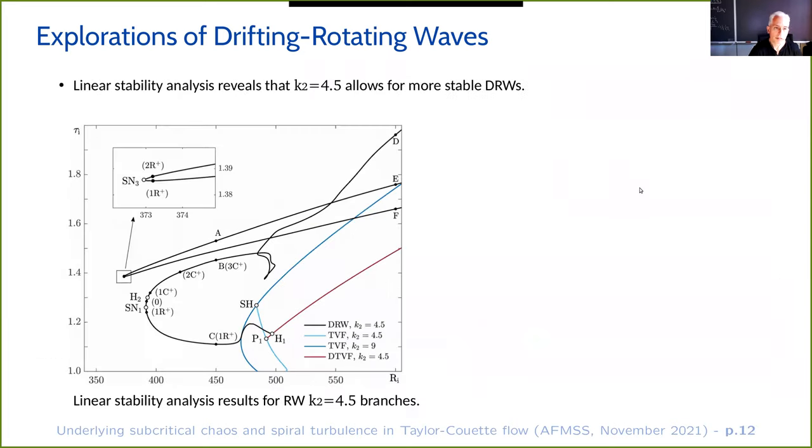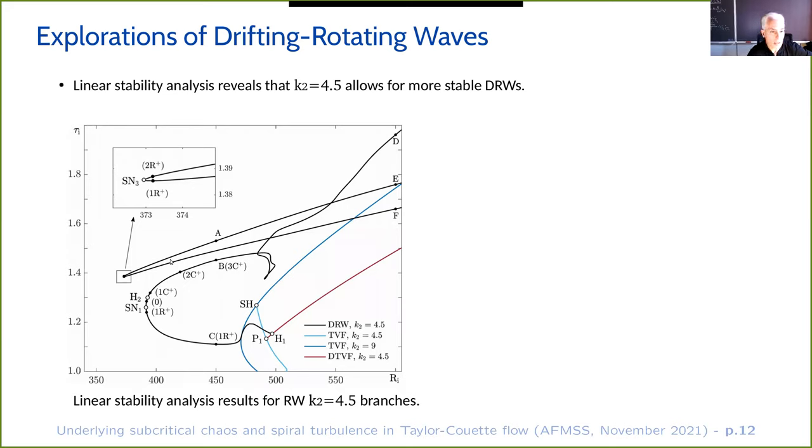But we found that for 4.5, the drifting rotating waves that are generated at this Hopf point are less unstable. And actually the lower branch of this drifting rotating wave only has one unstable eigenvalue. And just right after the southern node, you have a region where this drifting rotating wave is linearly stable. After that, it exhibits a Hopf bifurcation. So you have a first pair of complex eigenvalues and then another Hopf bifurcation and another one.